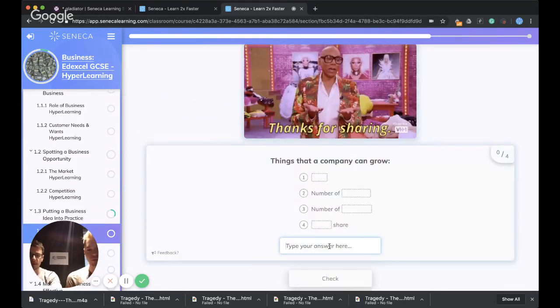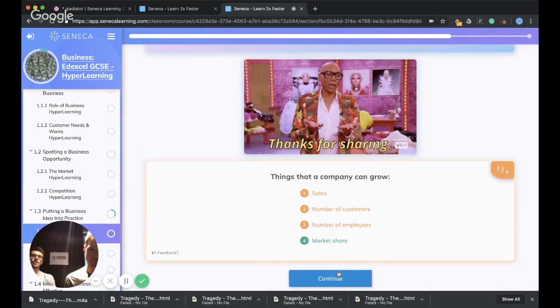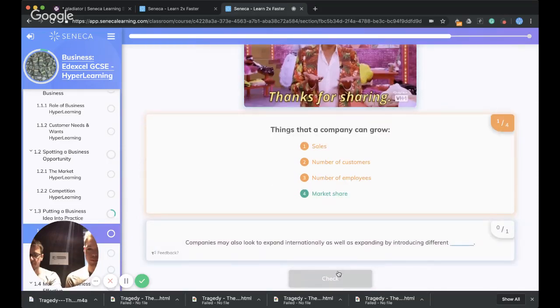So, what do people like growing? Market share. Pause. And then the other three, sales, customers, employees, they're all kind of connected. If your sales go up, your market share is likely to go up. Your number of customers goes up. The number of employees you need goes up. Boom, boom. So companies may also look to expand internationally, as well as expanding by introducing different countries, products, services, it's all legit.